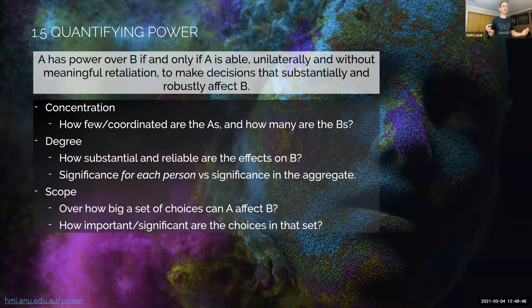And then scope. So over how big a set of choices can A's effect be? Obviously, we can't really quantify a number of choices in any meaningful way. We want to think about how important or significant the choices in that set are. Like, can A control all of B's important life decisions, like who B marries, what job B gets, where B lives? That's an important set of life decisions. That's a significant degree of power, to be able to control each of those, versus, you know, you can affect zillions of choices, but each of them is relatively trivial.